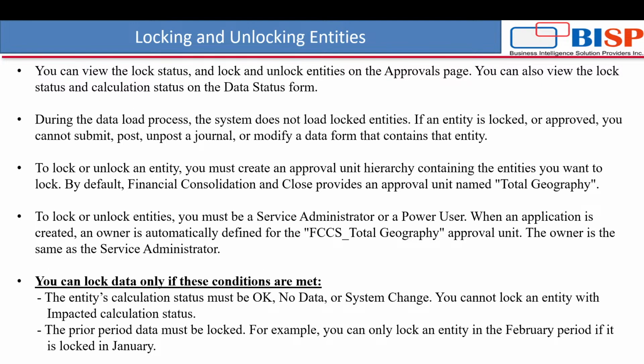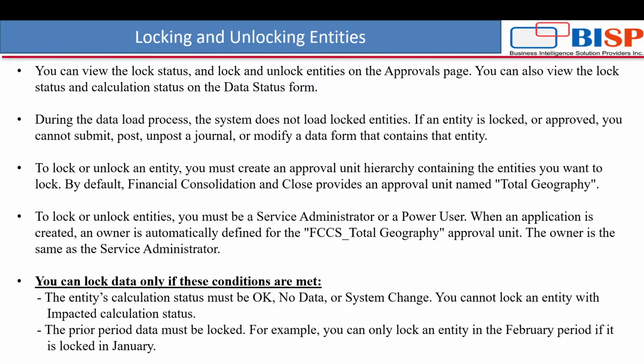Next one is locking and unlocking the entities. After the approval, locking is the next safeguard. Locking means no more changes, even accidental ones, right? The rules for locking are simple: the calculation status must be OK, with no data or system change. If status is impacted, you cannot lock, right?